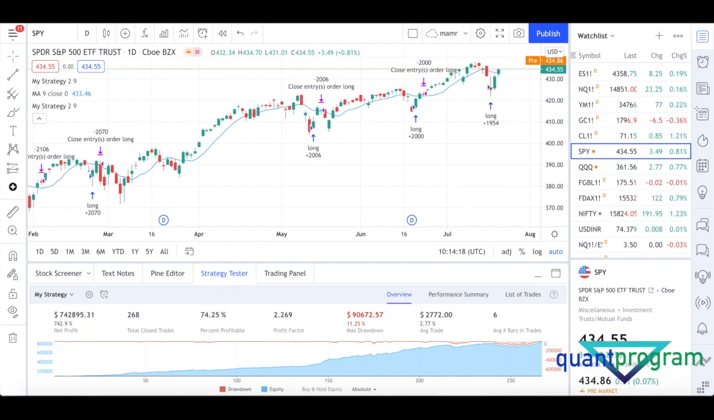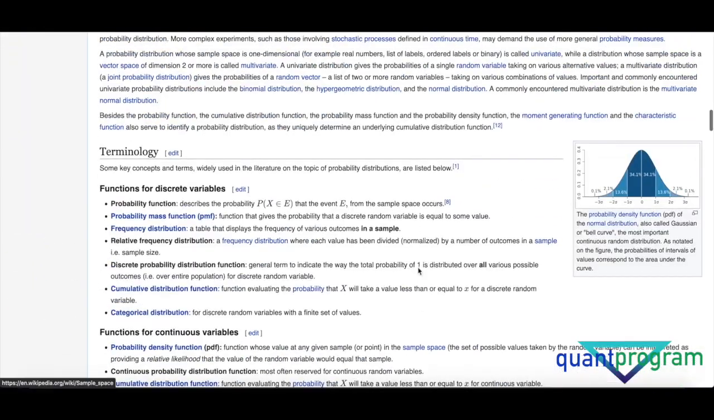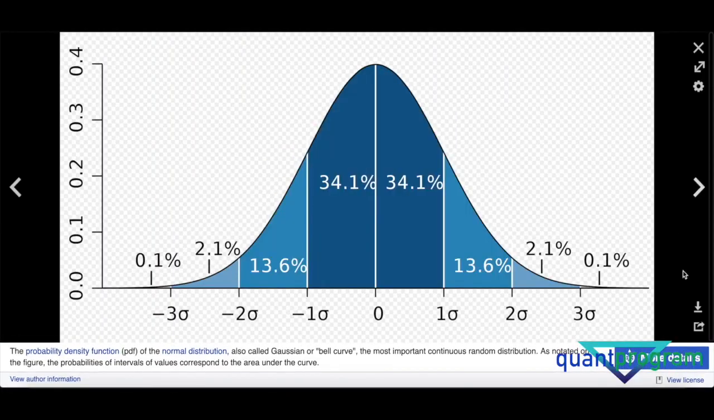So I'm just going to go to the probability distribution article in Wikipedia. I'm not going to go into detail on everything, but I just want this thing here, this distribution curve here. So basically, for people who don't know what a probability distribution curve is, I'm just going to summarize it. It's like the distribution curve for people.